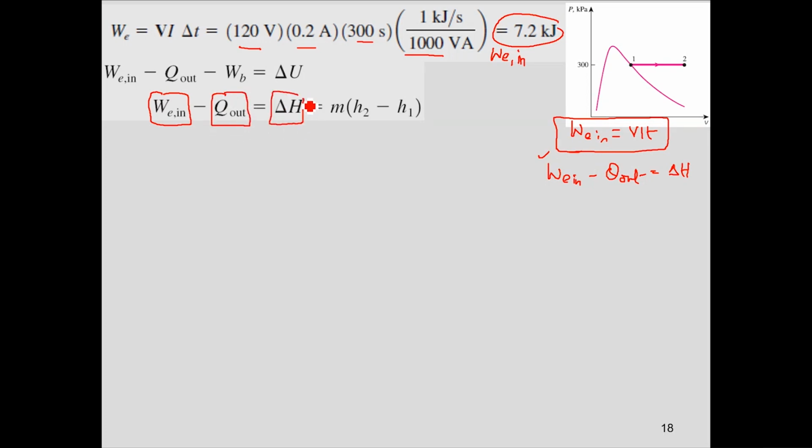Delta H is essentially equal to mass multiplied by H2 minus H1. Now, this I have calculated, this is given to me, mass is given to me, H2 and H1 are unknown to me. Can I find any one of the two properties, H2 or H1? Change in delta H can be found, but H1 can be found out.